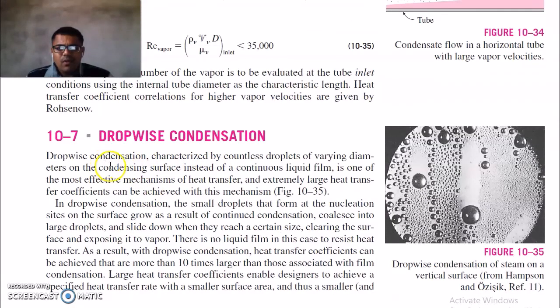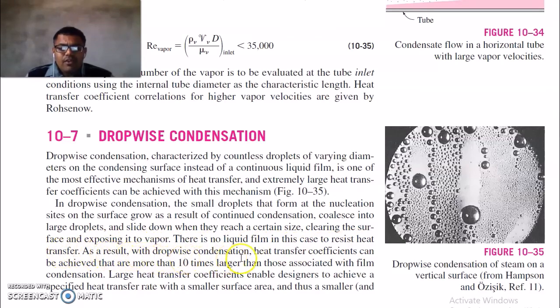Dropwise condensation, characterized by countless droplets of varying diameter on the condensing surface instead of a continuous liquid film, is one of the most effective mechanisms of heat transfer, and extremely large heat transfer coefficients can be achieved with this mechanism. So in dropwise condensation, the small droplets that form at the nucleation sites on the surface grow as a result of continued condensation, coalesce into large droplets and slide down when they reach a certain size, clearing the surface and exposing it to vapor. There is no liquid film in this case to resist the heat transfer.